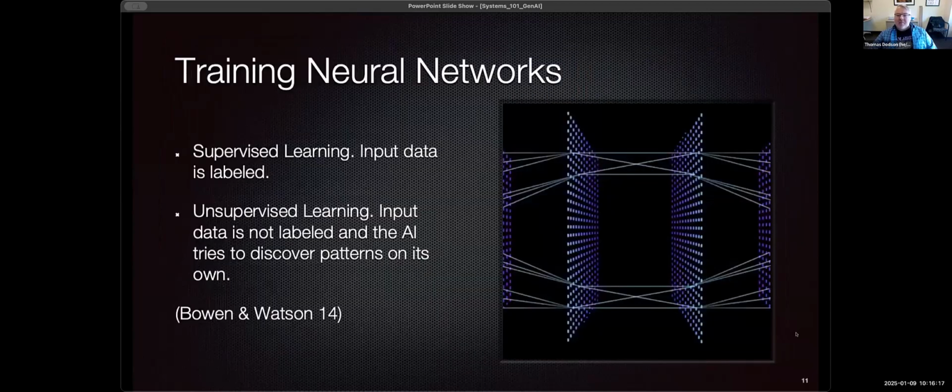A neural network has to be trained, and it needs some way to recognize patterns and take actions based on that. There are two ways to train these networks. One is called supervised learning, and the other is unsupervised learning. In supervised learning, the input data is labeled, and the AI classifies new data based on how it's been trained. In unsupervised learning, the input data is not labeled, and the AI tries to discover patterns based on what it sees in the data.